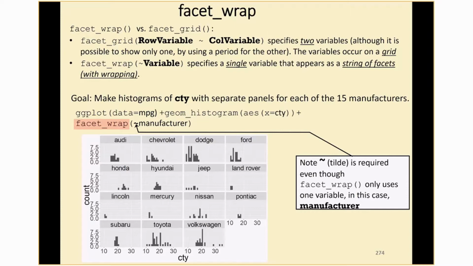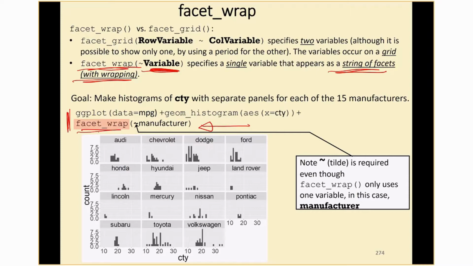Facet wrap, in contrast, has only a single variable. So what happens is it produces a string of facets that has some wrapping. So what I want to do now is produce a plot that looks like this. And again, although it comes at the bottom of my code, conceptually I often start by thinking about what this facet function is going to do.